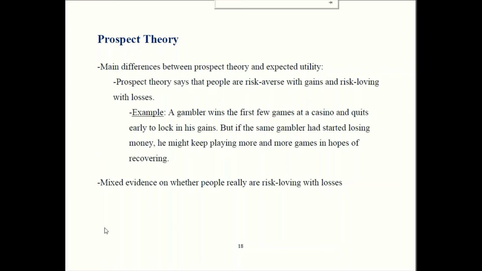So the big differences between prospect theory and expected utility are the following. Prospect theory stresses gains and losses. Standard theory stresses the final outcome. Prospect theory uses probability weights. Standard theory does not. Standard theory says that people are always risk-averse. Prospect theory says people are risk-averse with gains, but not with losses.